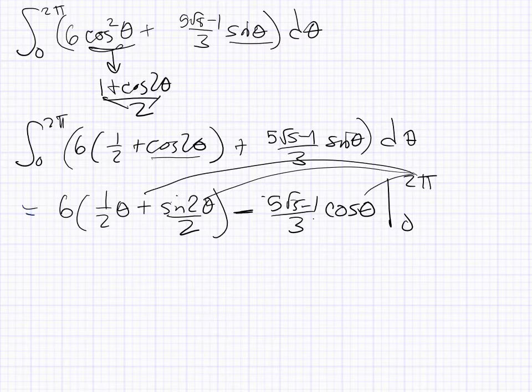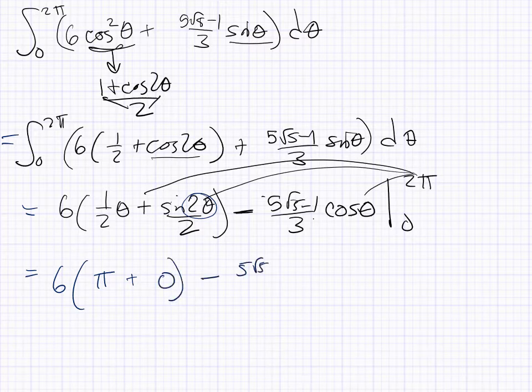So what do we get? Let's put equal signs everywhere. So we have 6 times 1/2 times 2 pi would be just pi. 2 times 2 pi for here would be 4 pi. Sine of 4 pi would be 0. Minus 5 root 5 minus 1 over 3. Cosine of 2 pi, well, that would be 1.